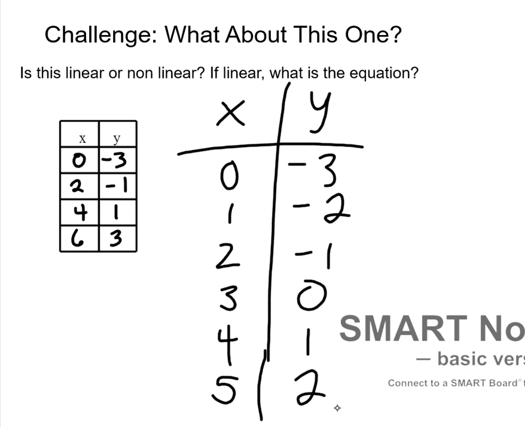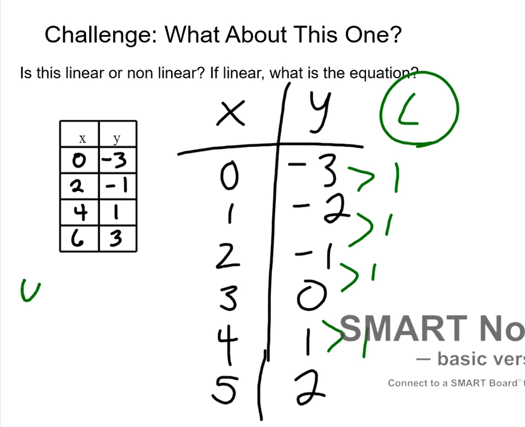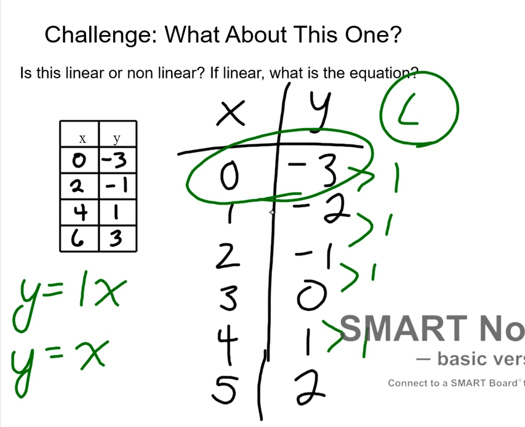Now my x's are all going up by 1. Now I can check what happens to my y's, and they're also going up by 1. Now I know that it is linear, and I can write my equation 1x, or usually people just write y equals x, and then it actually gives me my initial value, so minus 3.